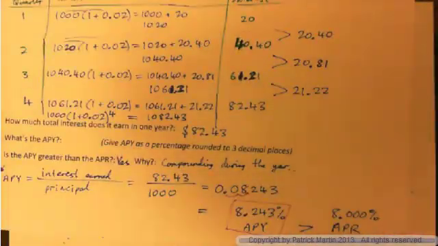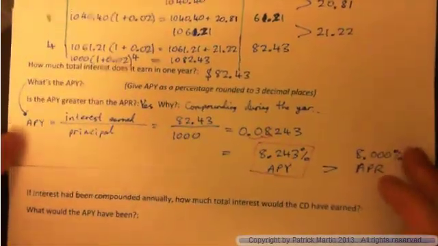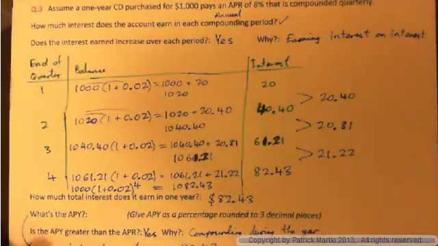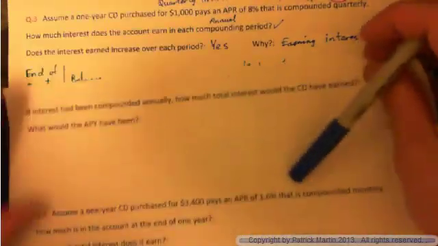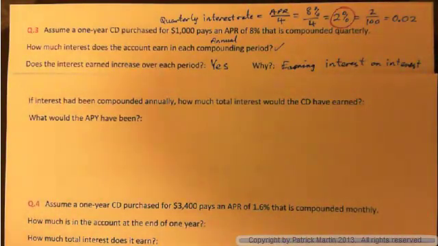So going to the next page, if interest had been compounded annually, how much total interest would the CD have earned? And what would the APY have been? So press pause and do that one, please. If interest was just compounded annually, how much total interest would the CD have earned?